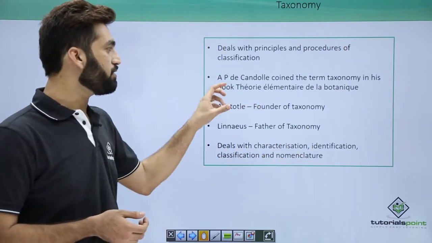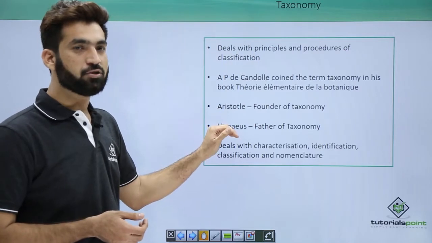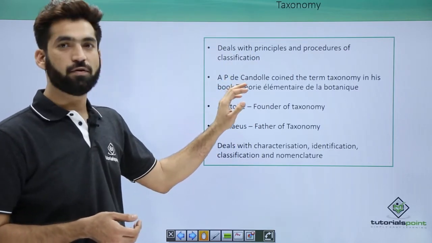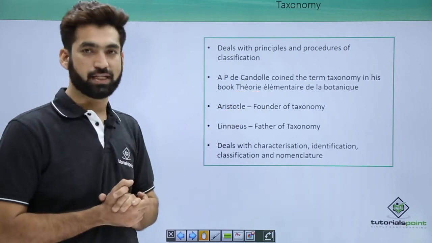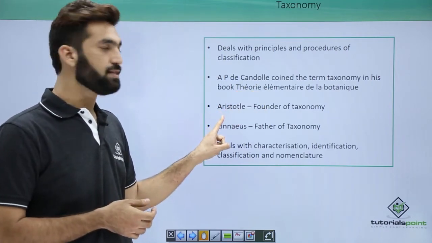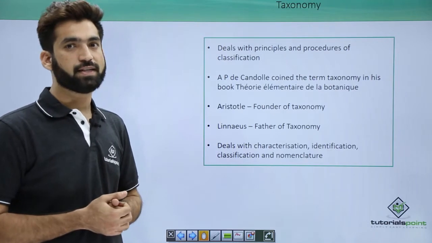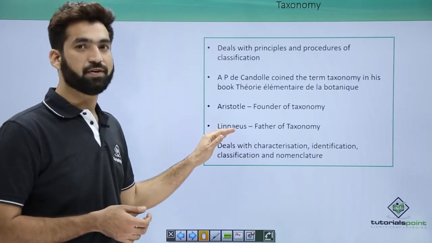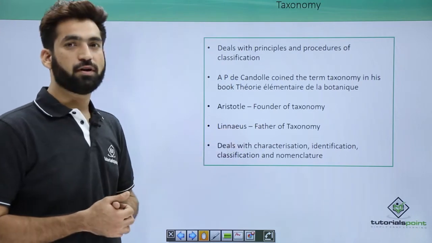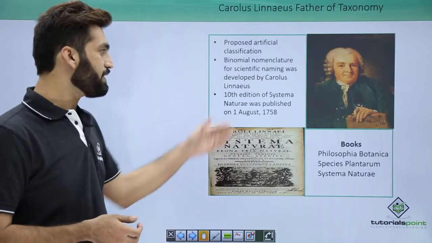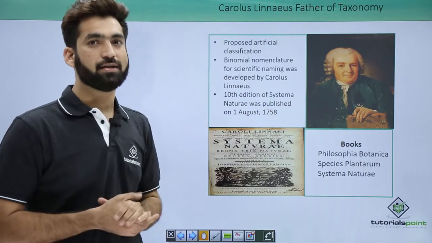When you talk about taxonomy, there are 3 people who come into the picture. A.P. de Candolle coined the term taxonomy in his book Théorie Élémentaire de la Botanique. Aristotle is called the founder of taxonomy, and one very famous person we have already talked about is Carl Linnaeus, or Carolus Linnaeus, who is also called the father of taxonomy. Now let's have a look at Carolus Linnaeus.